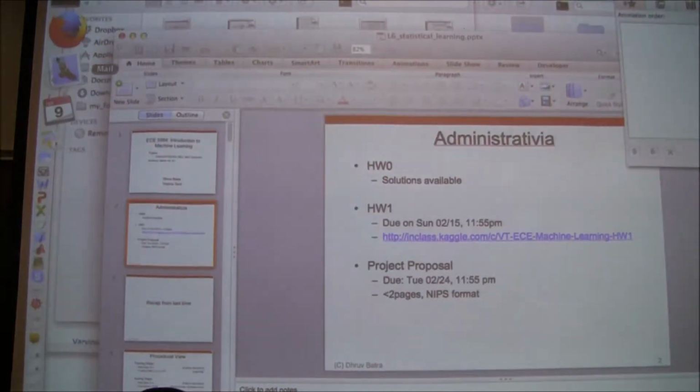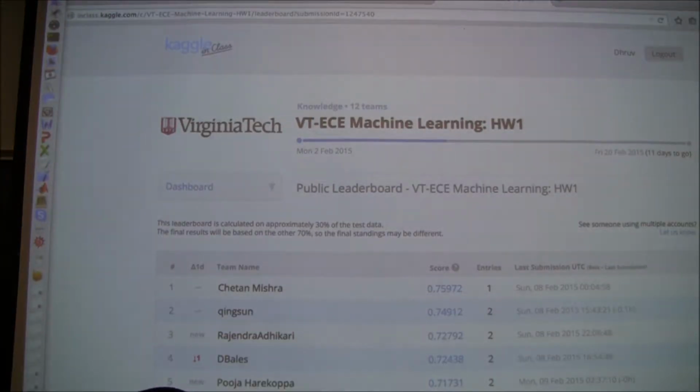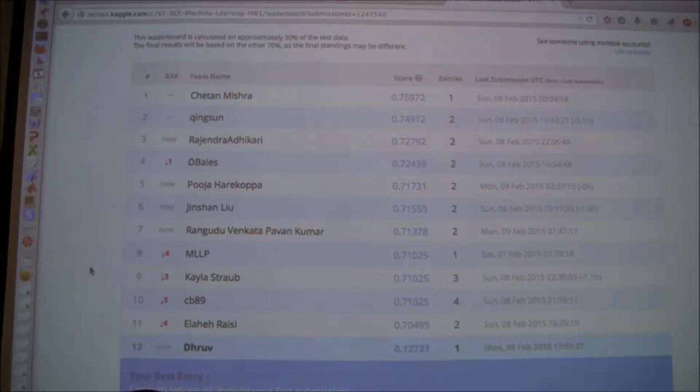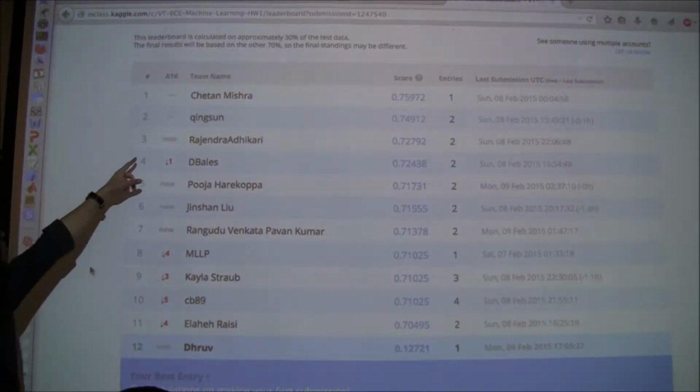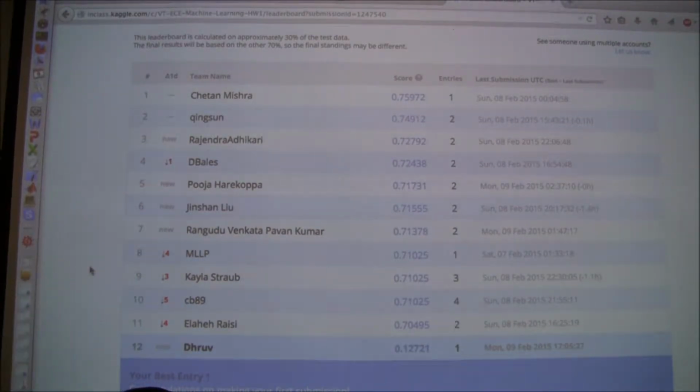Homework 1. I'm seeing interesting activity on the Kaggle page. As usual, there's me, John, and somebody's beating that. So far, so good. Maybe one of you is beating the TA. Is Chetan here? He's not here. I see a few people tied at 71025, which means they're all probably doing the same thing. Are any of these people here?